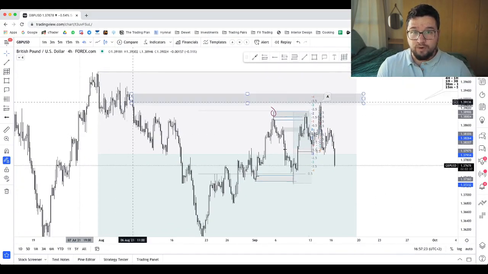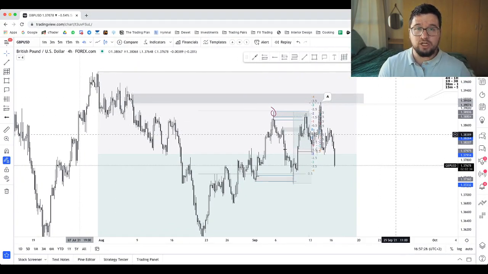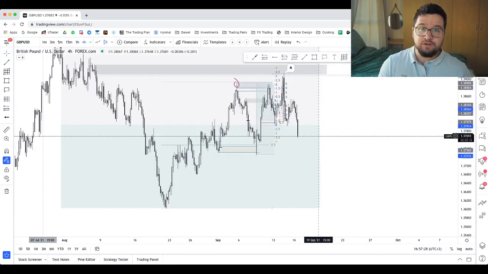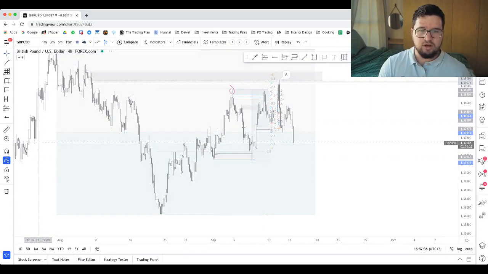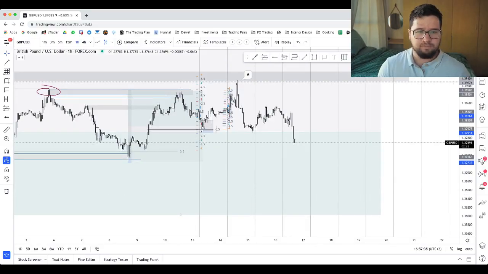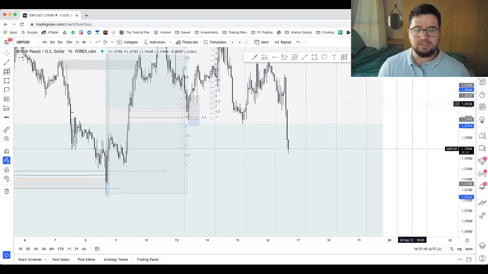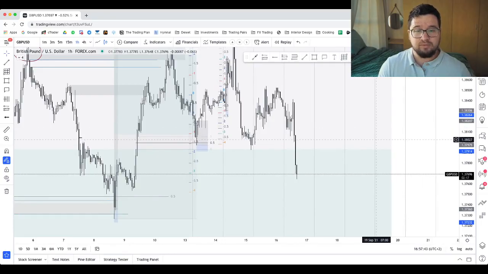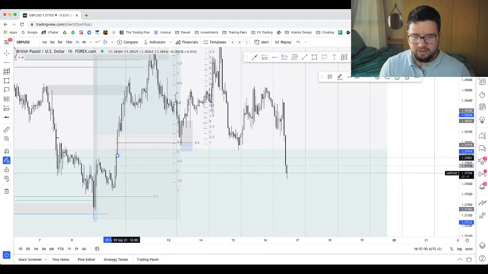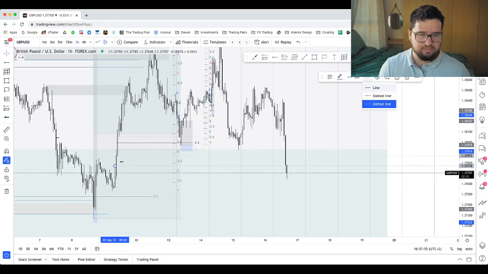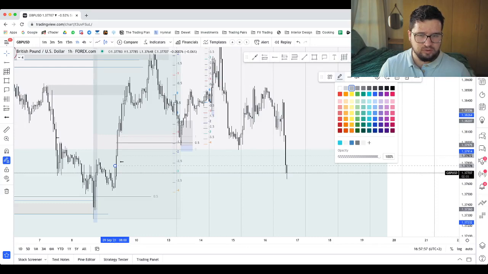So 4H point of interest, point A. Where should be the 1H point of interest? The first imbalance, order block, high and low within the discount. Here's the discount. Green is discount. On the 1 hour, we look for the first discounted point of interest. First one is the imbalance. There's the imbalance. Let's just make them more visible.